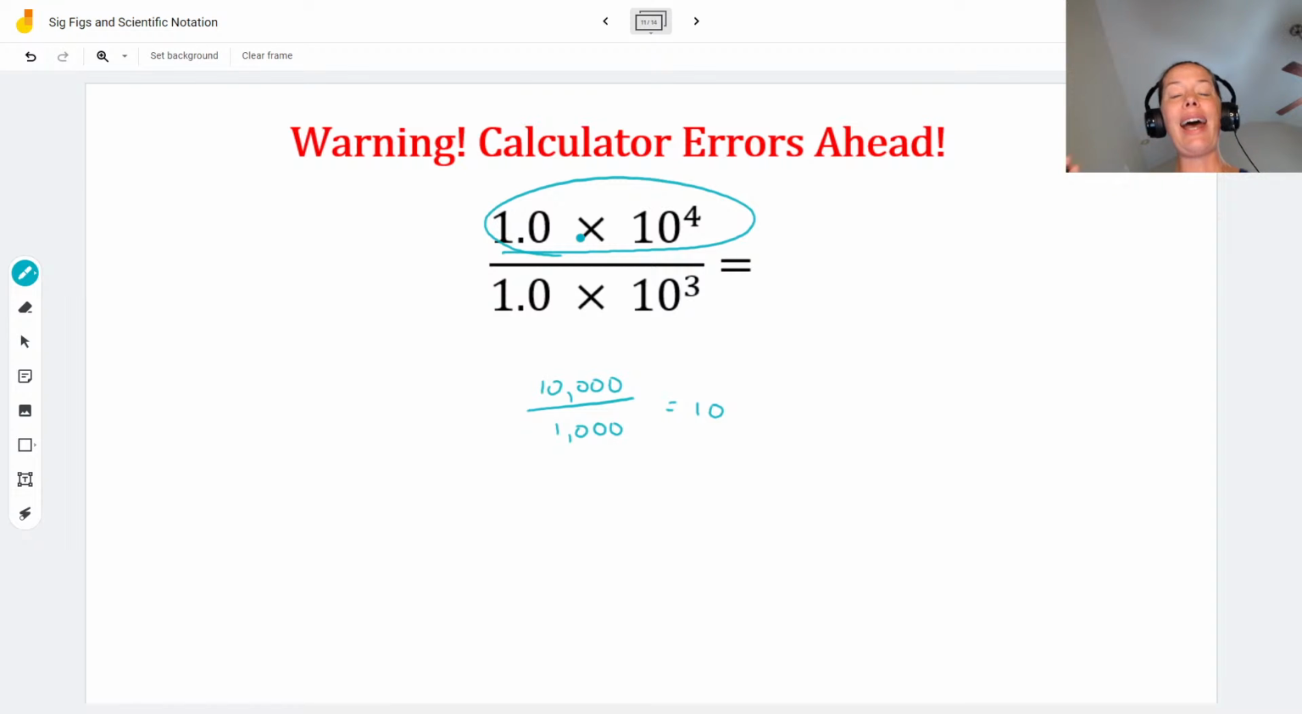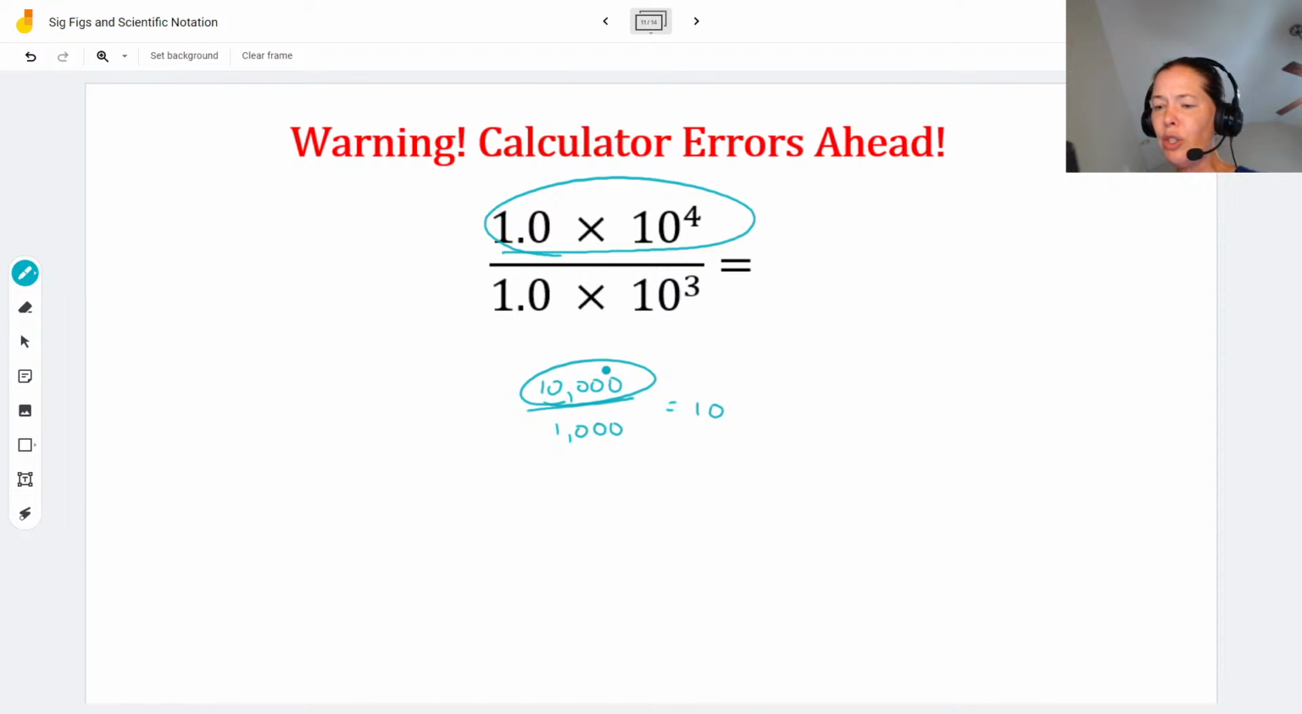It sees this as a math problem. 1 times 10 raised to the 4th, and then you're divided by 1 times 10 raised to the 3rd. So we need a way to talk to our calculator and say, no, I'm using scientific notation. This 1 times 10 to the 4th, that is a single number. It is 10,000. I don't want you to do this multiplication.